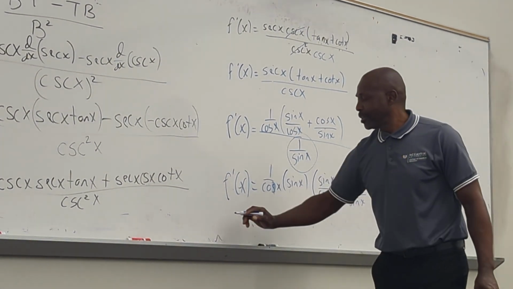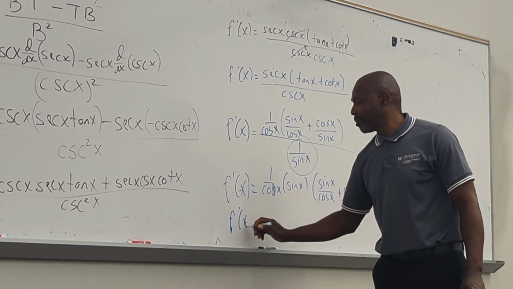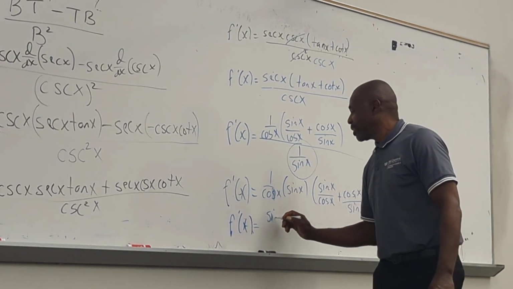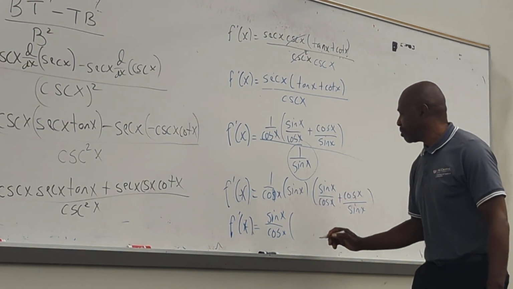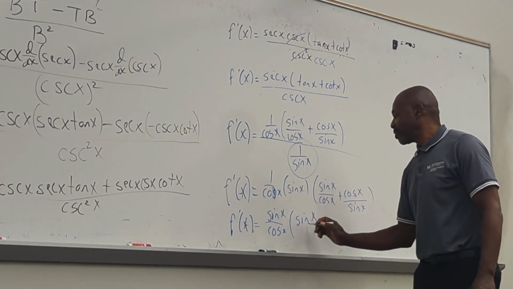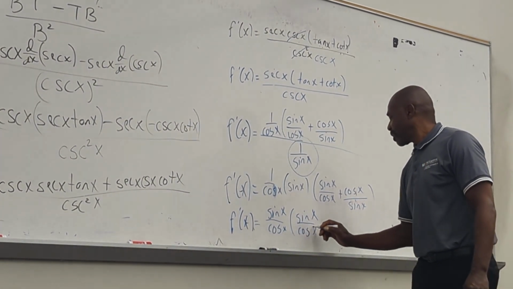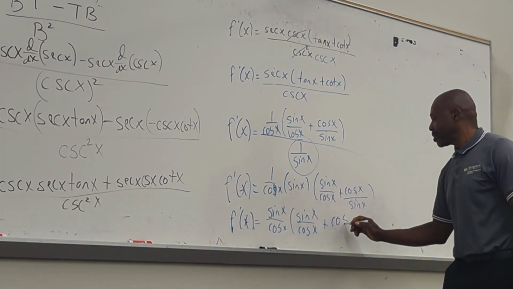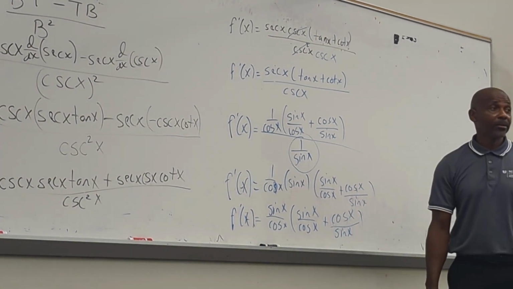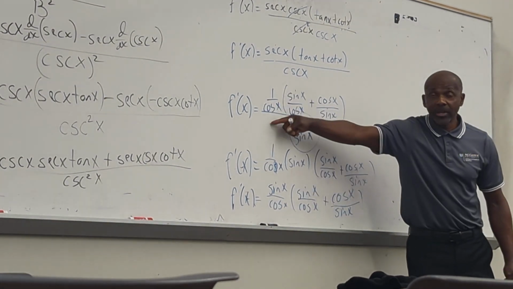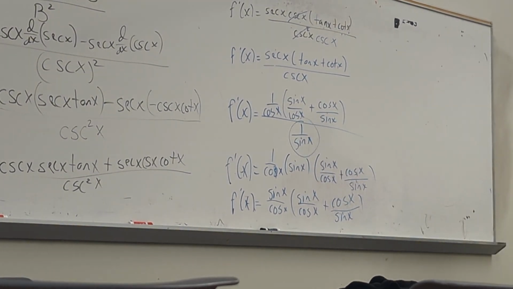We just playing with trig right now, class. Do y'all understand why that's sine x all over cosine x times sine x over cosine x, and then plus cosine x over sine x? Yes, no, class? When I flip this, y'all know that you went to sine over cosine? Yes, no?